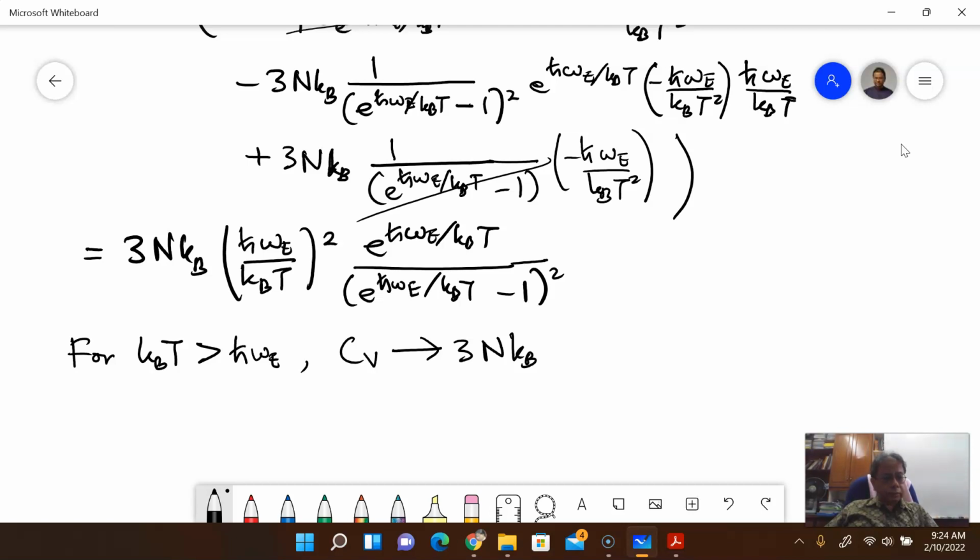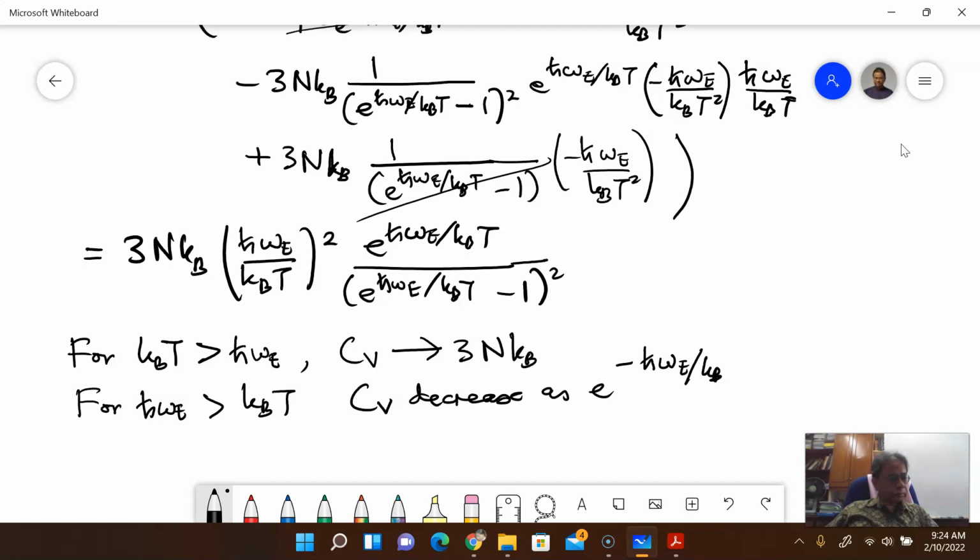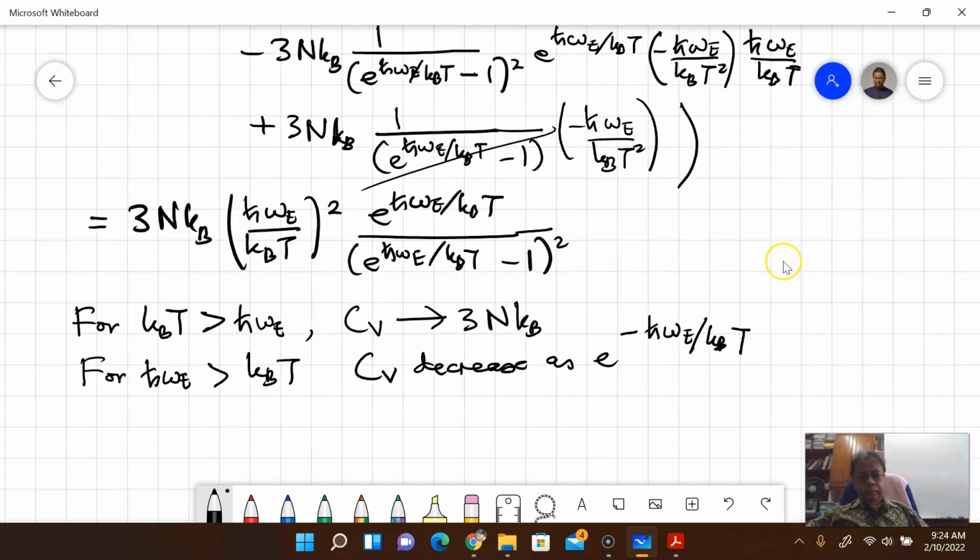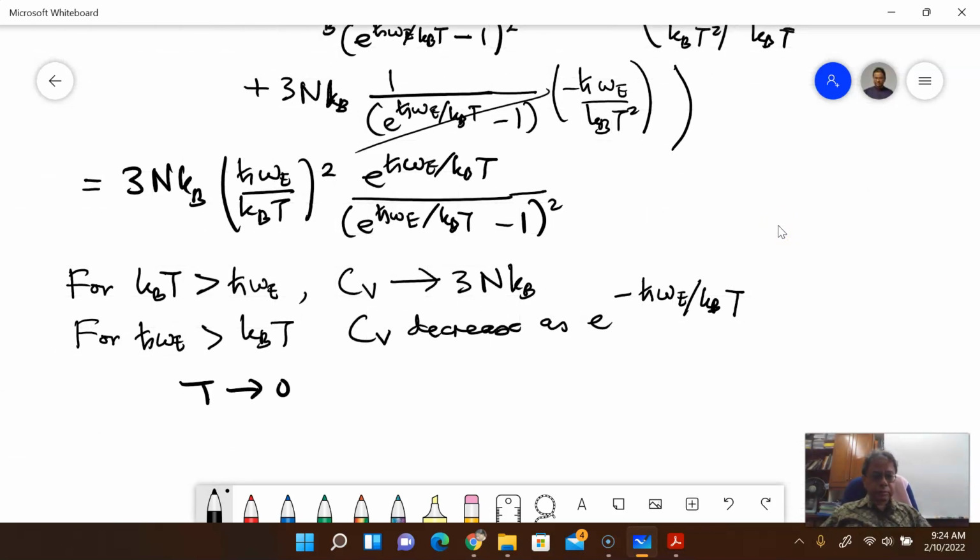And for lower temperatures, your CV is going to be related to this exponential here. So here you have exponential on top, and then here you have exponential with the square term. So essentially this will be looking as if it's decreasing as a negative exponential. In particular, when T goes to 0, your heat capacity also goes to 0. And this is consistent with the third law of thermodynamics.